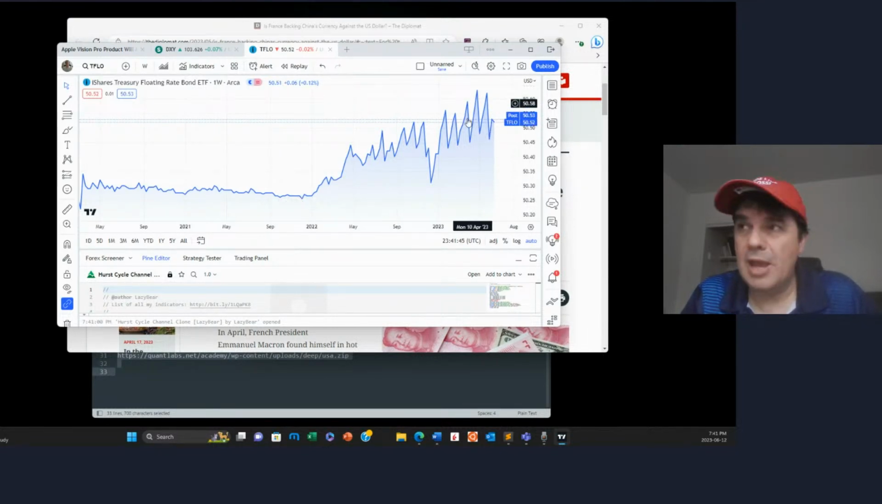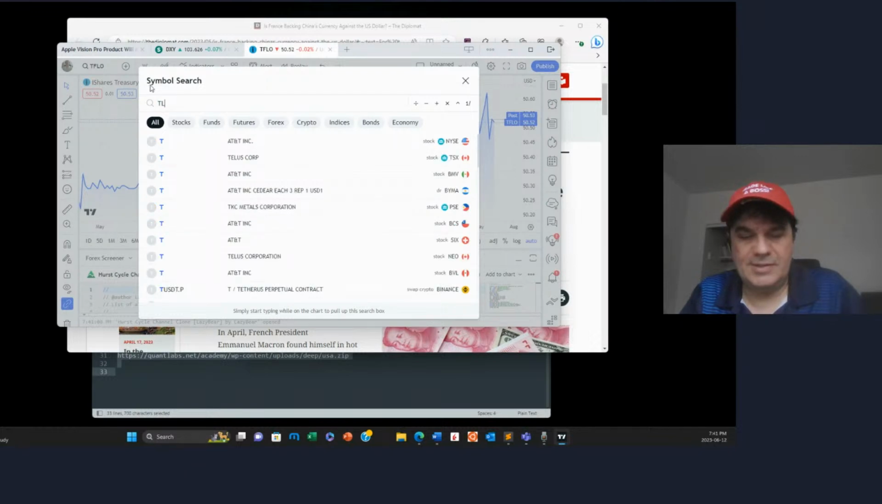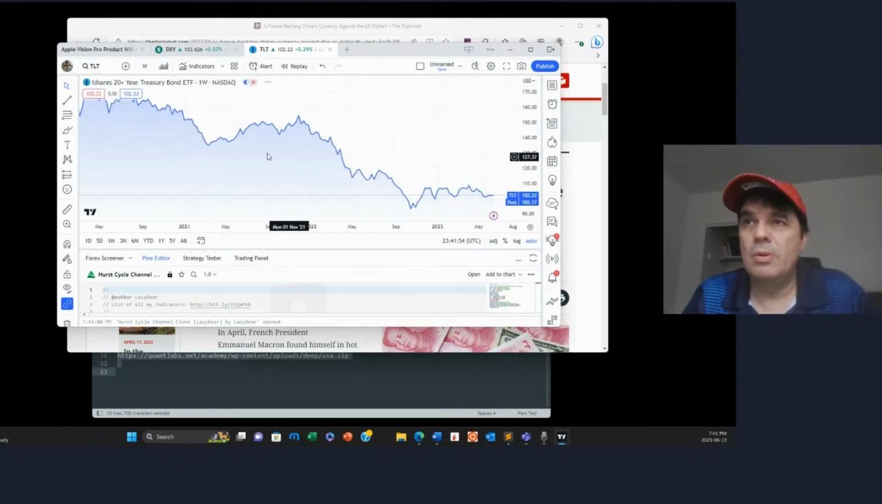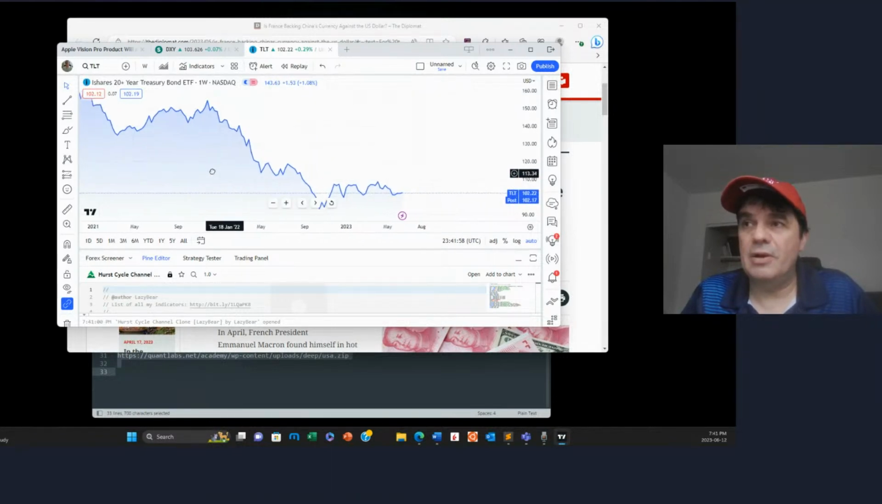And that volatility, I can show you. There's some normal looking, like TLT is another big one that most people know. That's a 20 year, and you can see it's very normal looking.